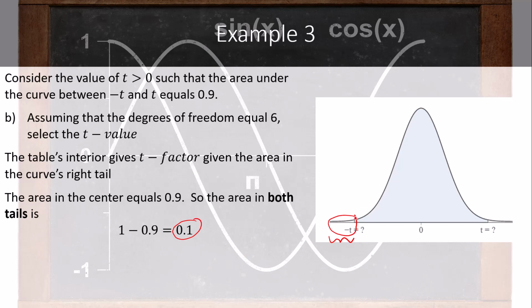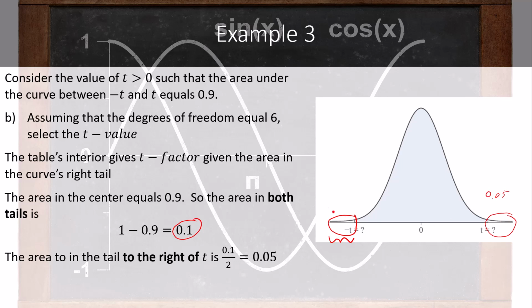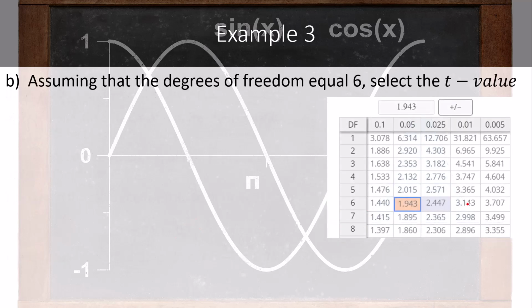And once again, since this is symmetric about the origin, half of that area is going to be in one tail, the other half is going to be in the other tail. So the area in exactly one of those tails is going to be 0.05. So the area here is 0.05. The area here is 0.05. Now that we have that, we can go to our tables. We want 0.05. It's right here. We have 6 degrees of freedom. And that is the t-value we're looking for.